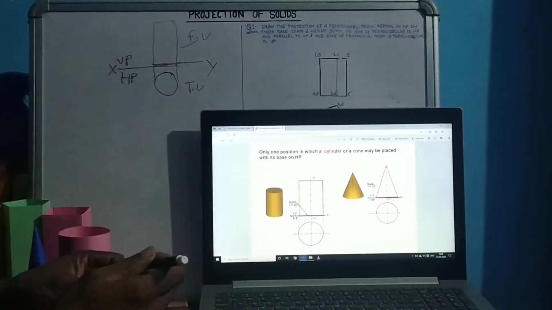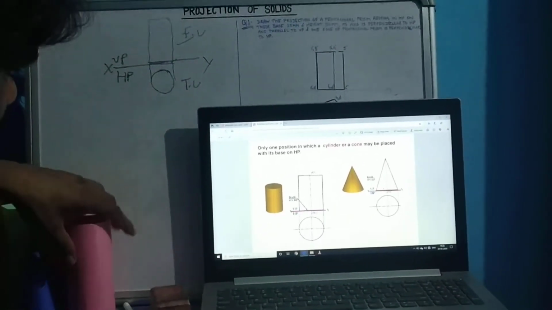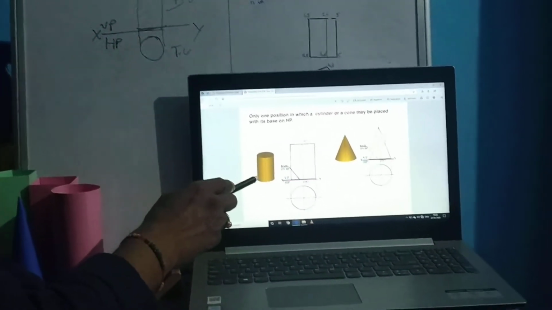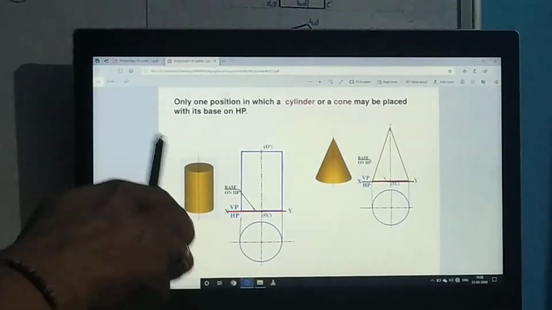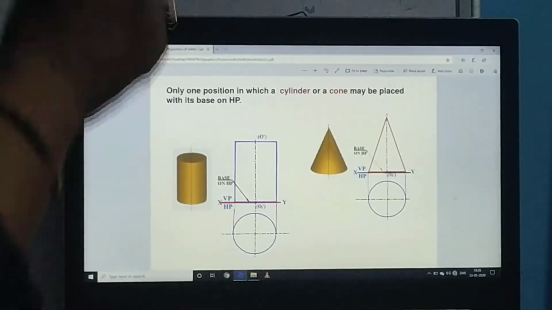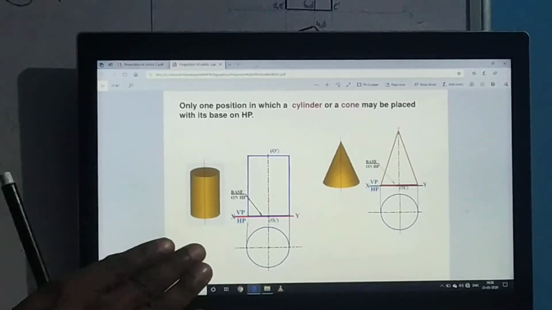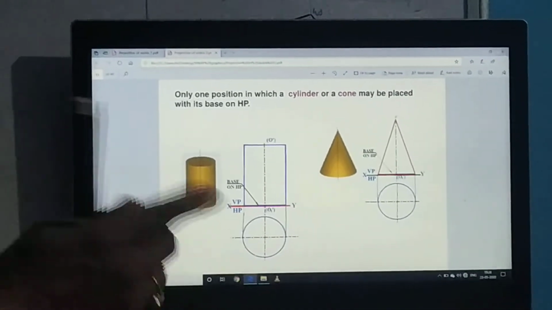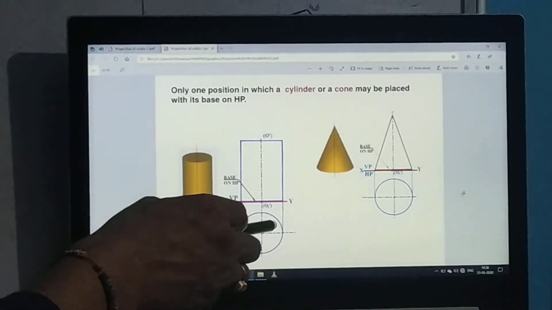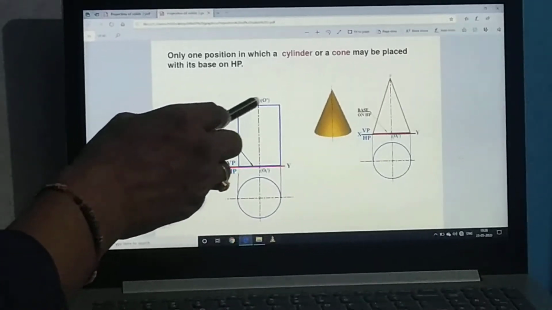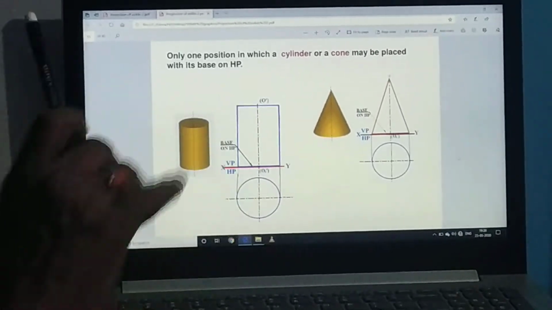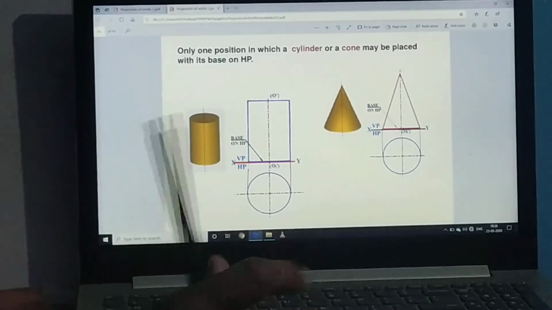This is what is given here also. This is our solid, and it is placed in the first quadrant in such a way that the axis of the solid is perpendicular to HP and parallel to VP. In that case, we will get this circular shape on HP, and this rectangular shape on VP. I think it will be clear to you.